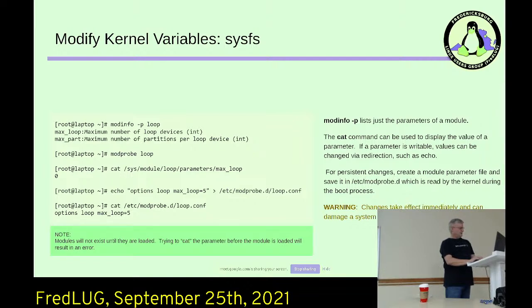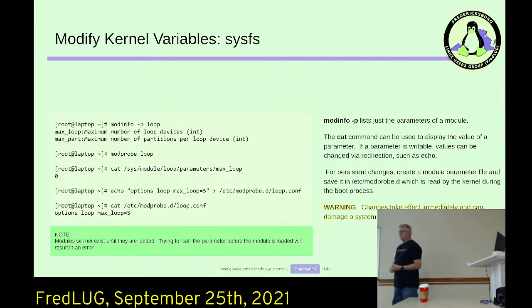I think this is kind of more of the same. Oh, this is if we want to modify something. The thing that I'm changing here changes the maximum number of loop devices and partitions per loop device. By default, you can have a large number of devices; 0 is like unlimited. But if I change this to set max loop, that means I can only create 5 loop devices on my system.